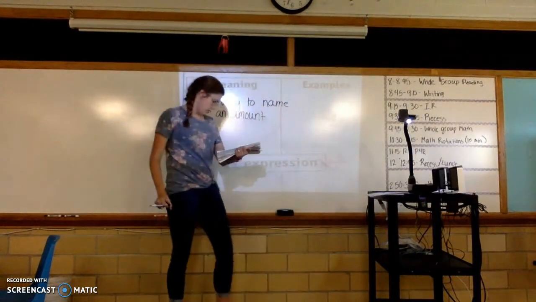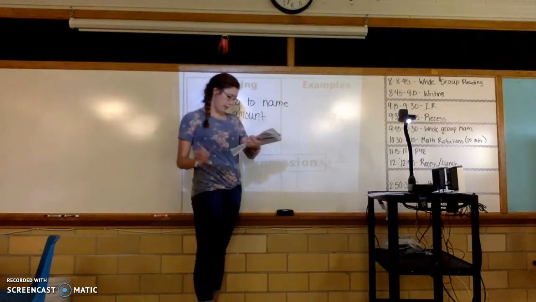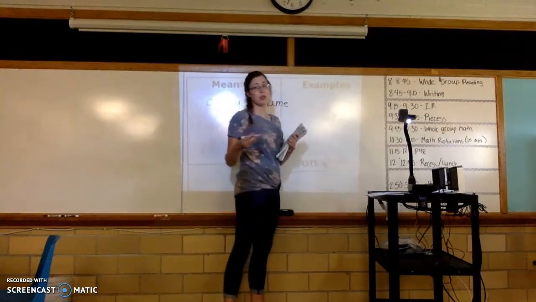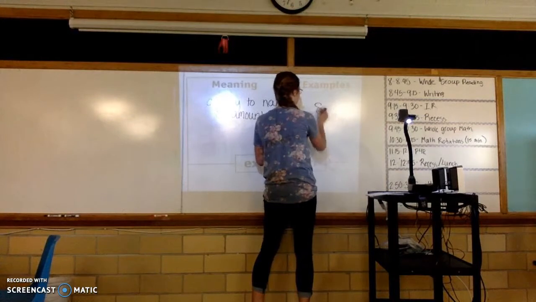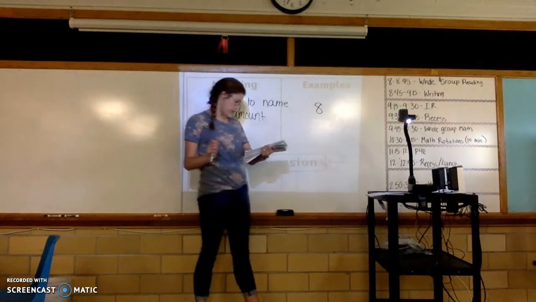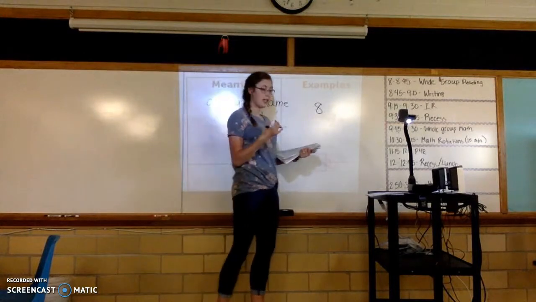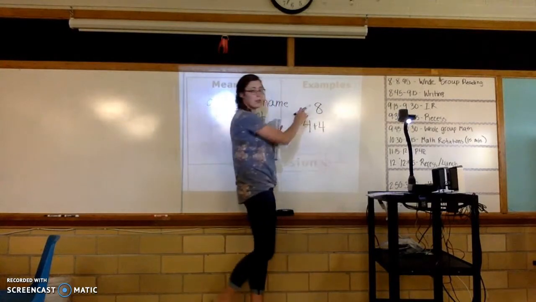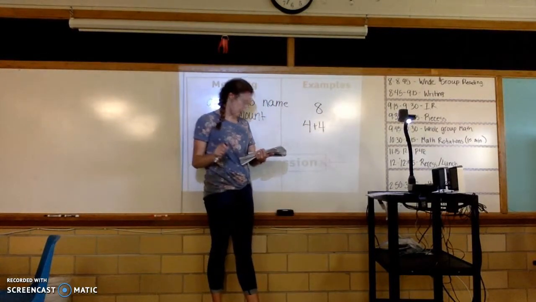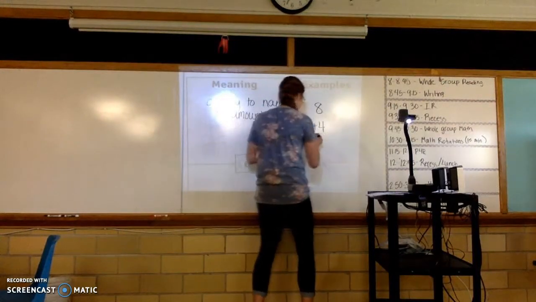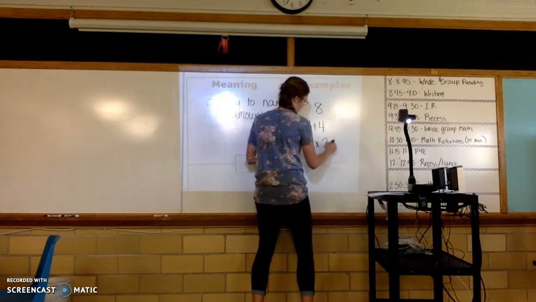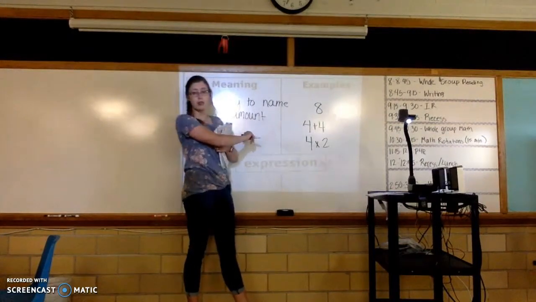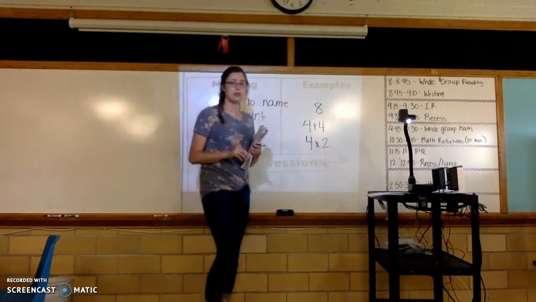Okay. An example of this would be the simplest expression for 8. Now, instead of writing out the word 8, which we could do, we could also just write that, which means 8. Okay. Another way to write this could be 4 plus 4, which we know equals 8. A third example could also be 4 times 2. Because both of these express the number 8. They give value to it. It is a way to name the amount. Okay?